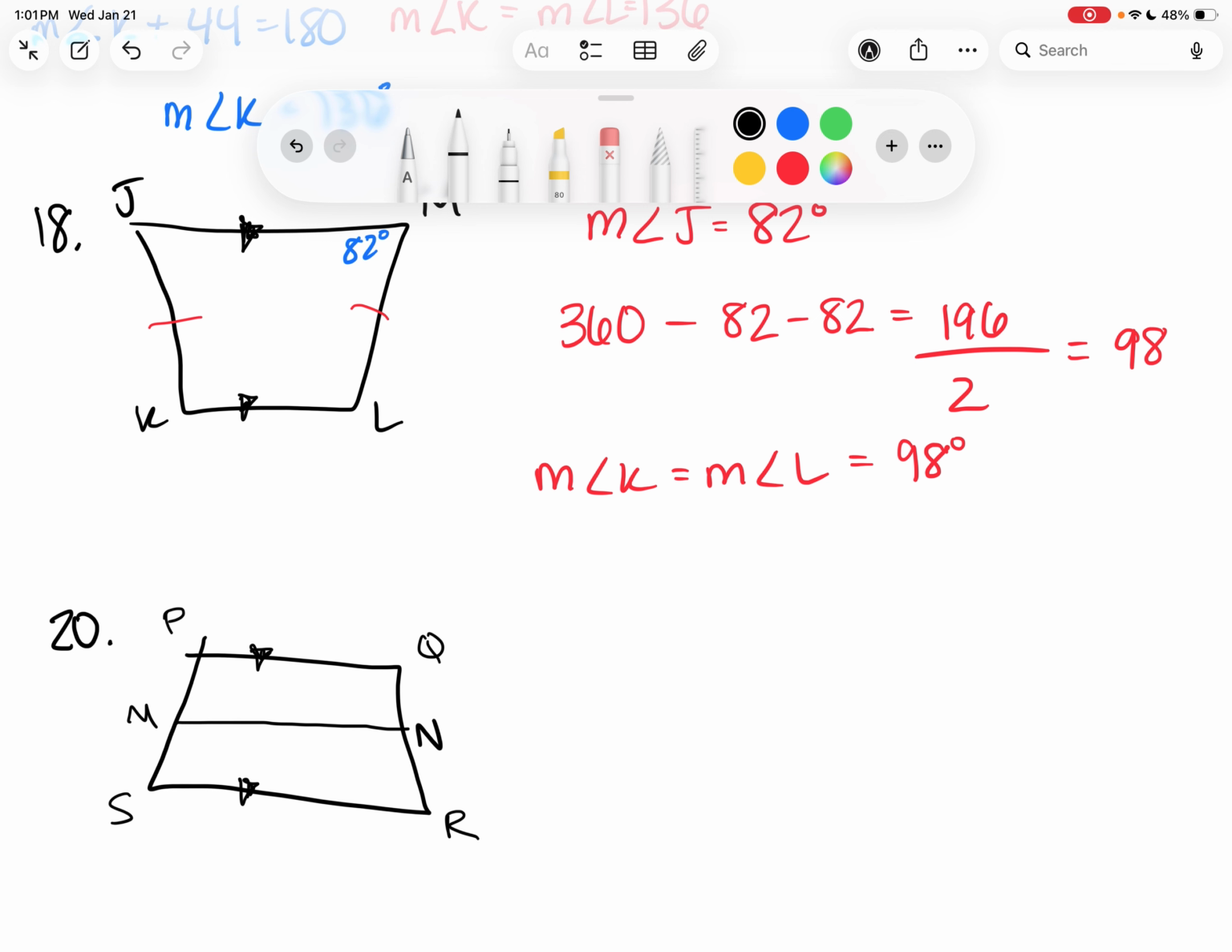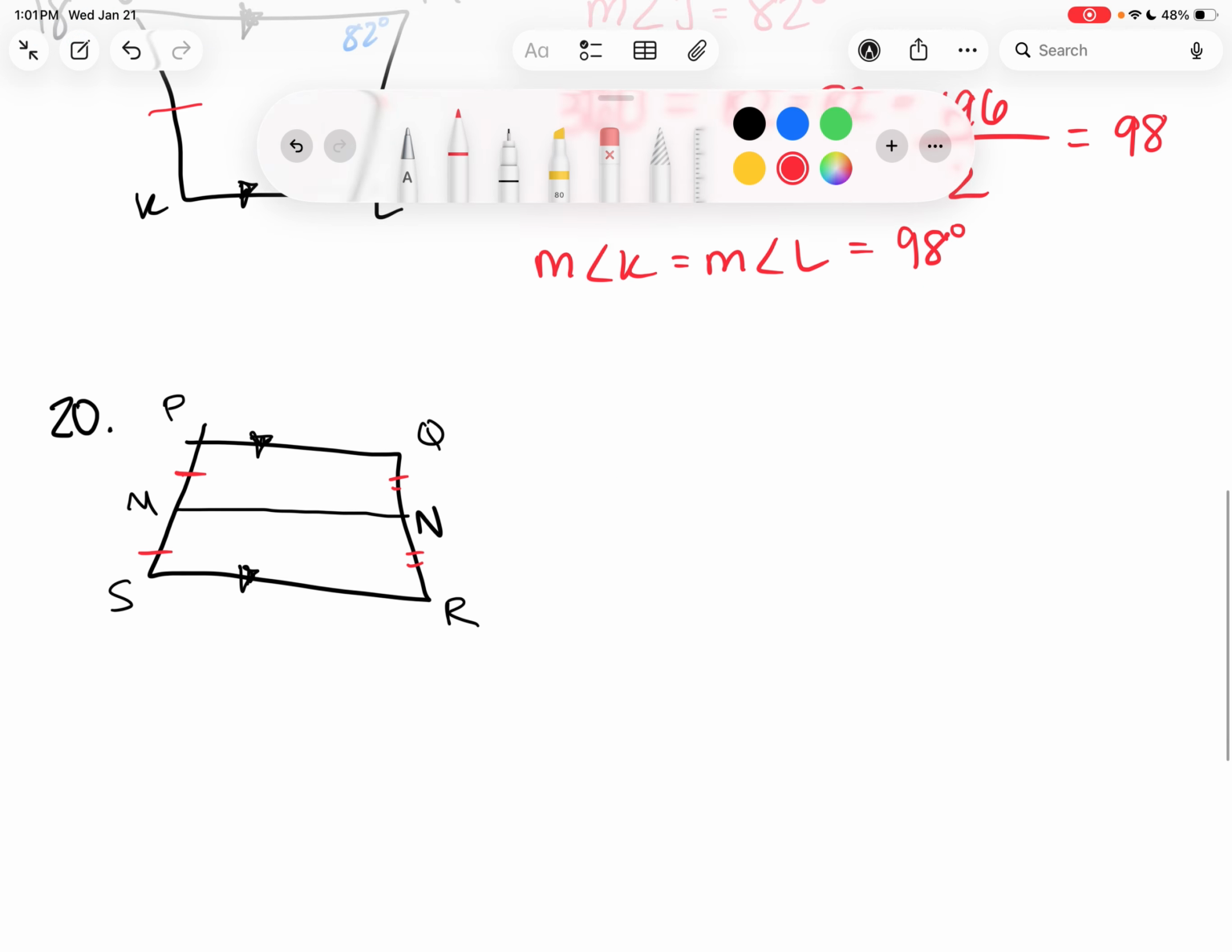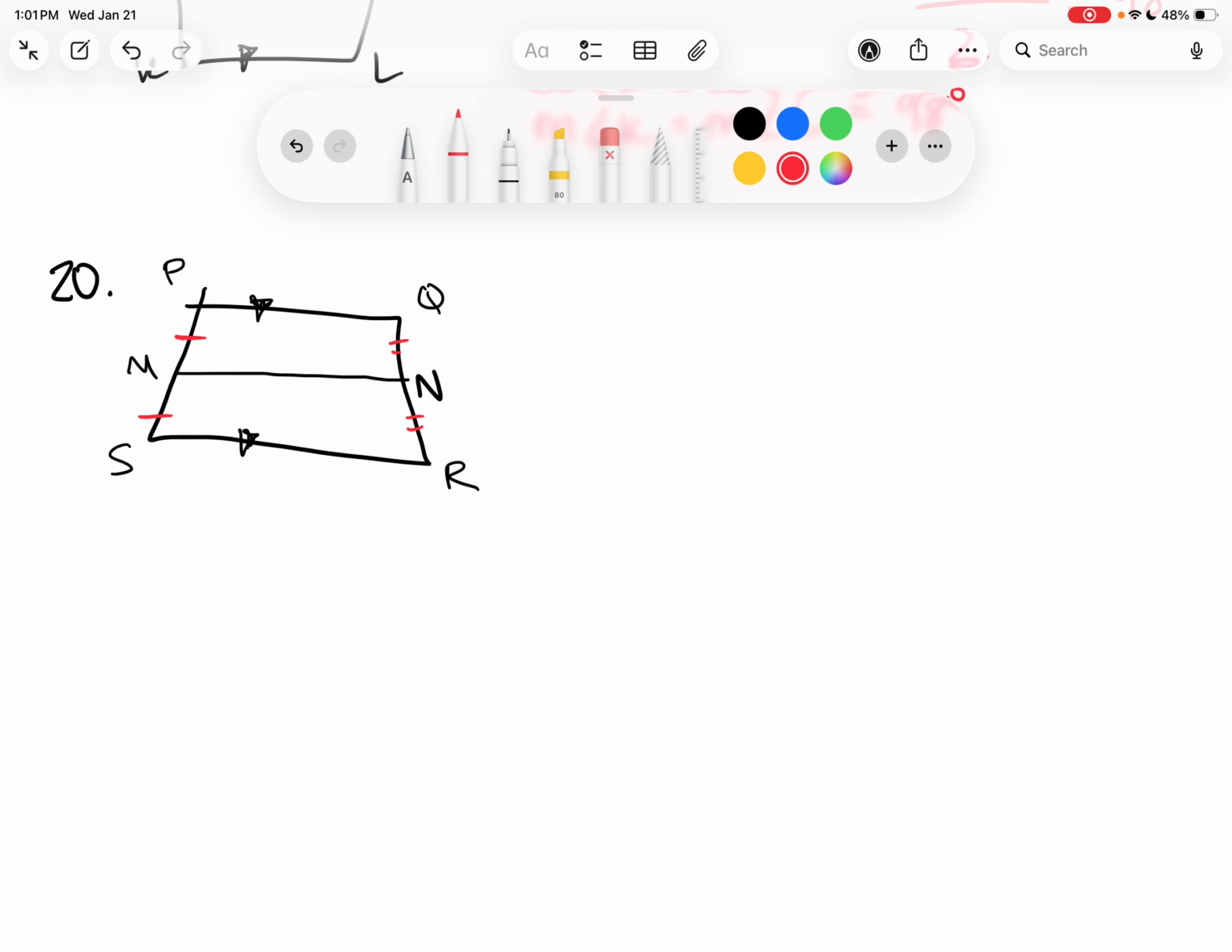And then it has MN. They've told us that it's a mid-segment, but we can also see that by the markings. PM and MS are congruent, and QN and NR are congruent. But notice, it's not necessarily true that PM and QN are congruent. The mid-segment is taking half of each side, because the legs do not have to be congruent. If it was isosceles, then they would all be congruent pieces. But we don't know that this is an isosceles trapezoid, so I can't assume that both sides are the same. So just watch the markings if you're solving for stuff.